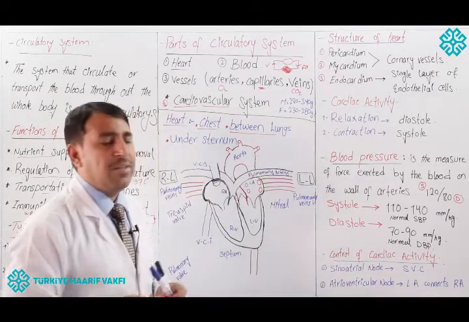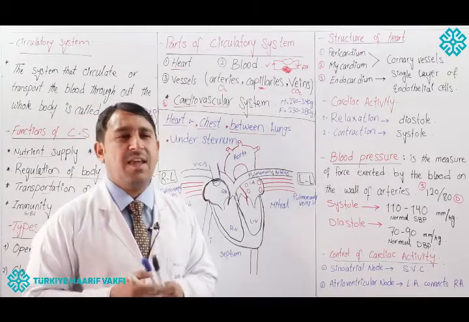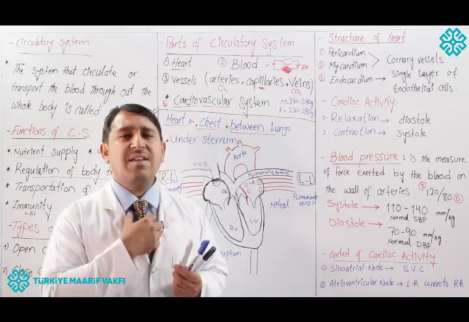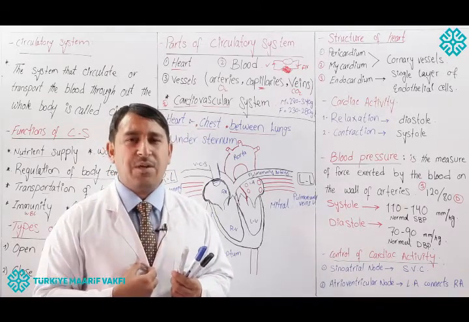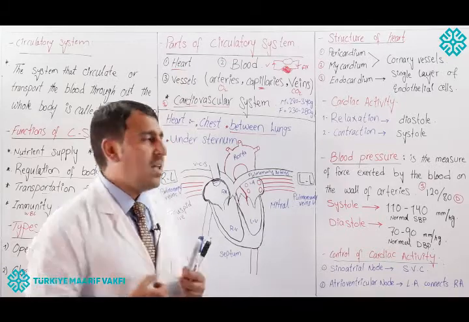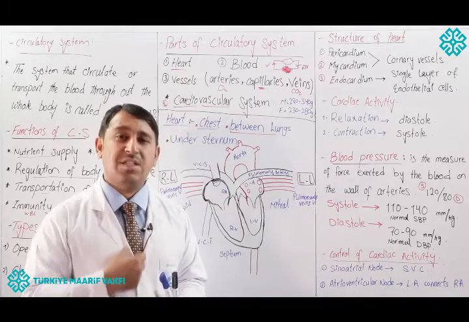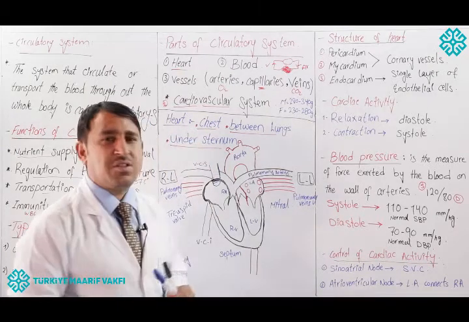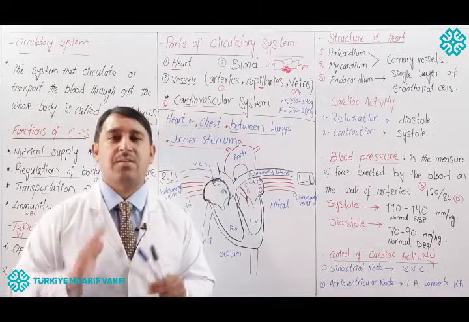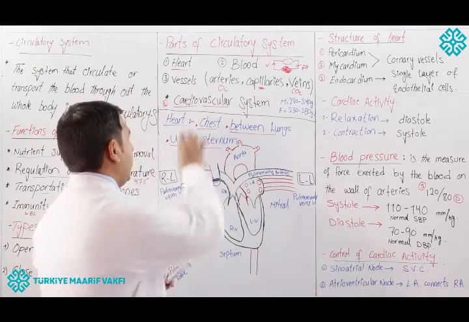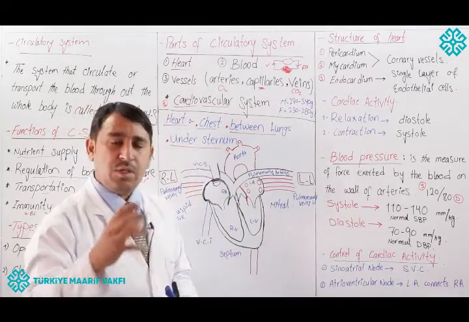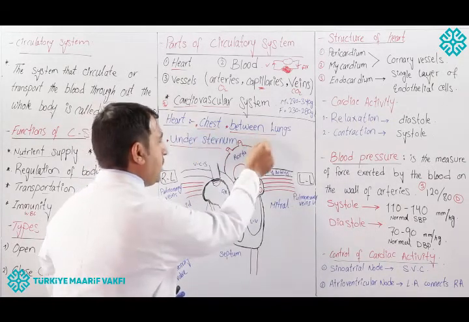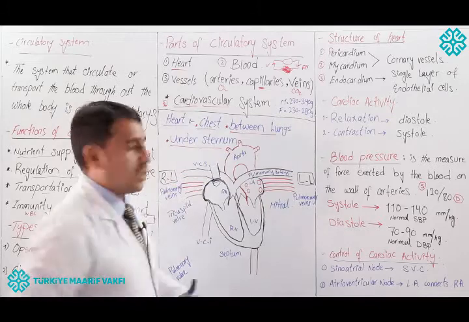And we have the skeletal system in our body. In the chest cavity, we have some bones. There is a long bone in our chest. This bone is called the sternum, or the chest bone. So the heart is located under the sternum, or behind the sternum, we can say. So that is the location of the heart in the chest cavity, between the lungs, under the sternum.